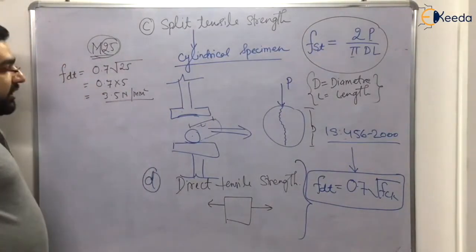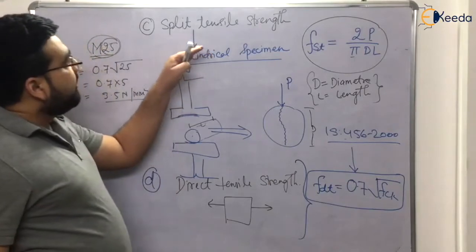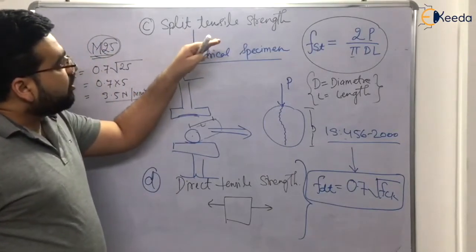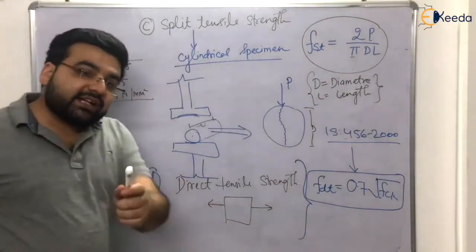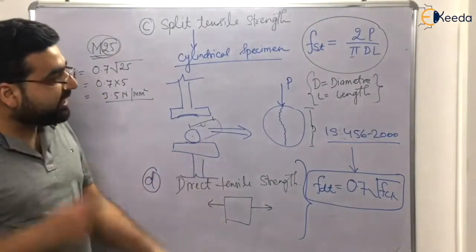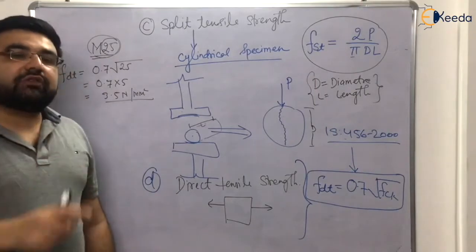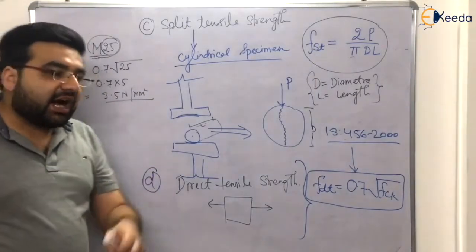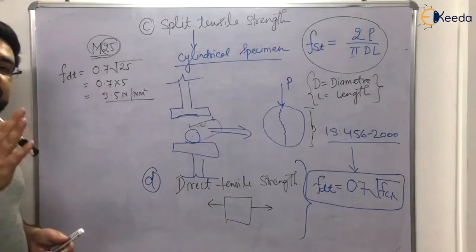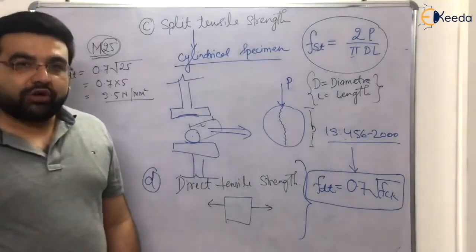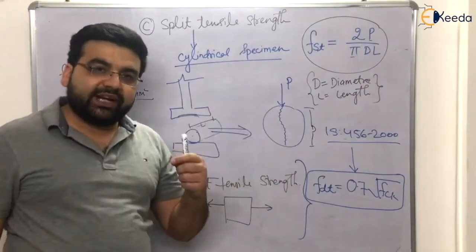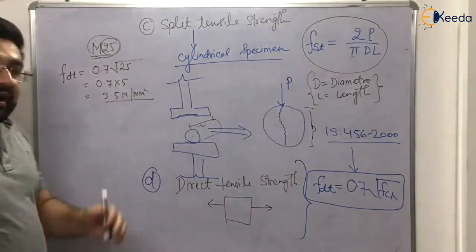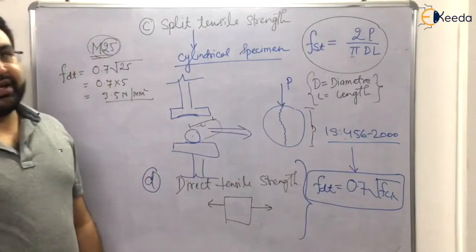Now the next important thing is when you are testing the concrete sample in compression, you get a graph. That graph is very important because from that graph you get the modulus of elasticity of concrete. That graph is known as the stress versus strain curve of concrete, or you can also say the behavior of concrete under stress. So that graph is very important. Let us discuss the graph.